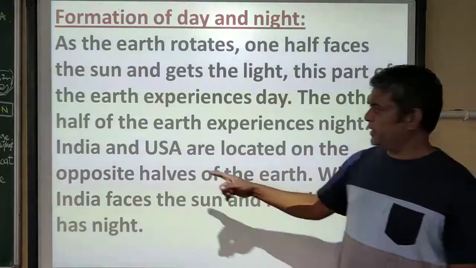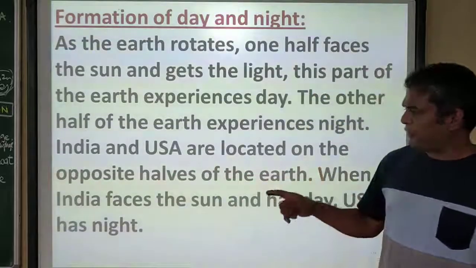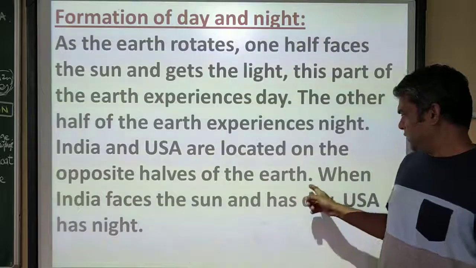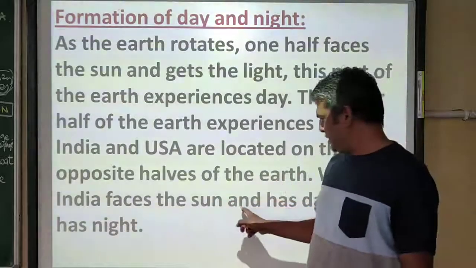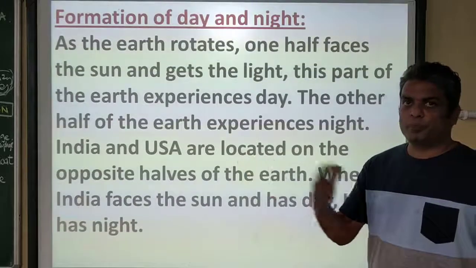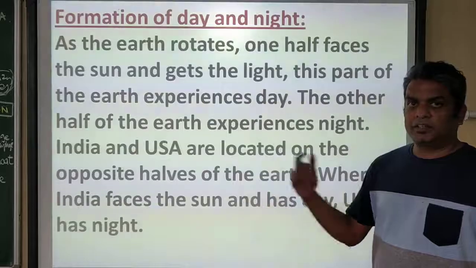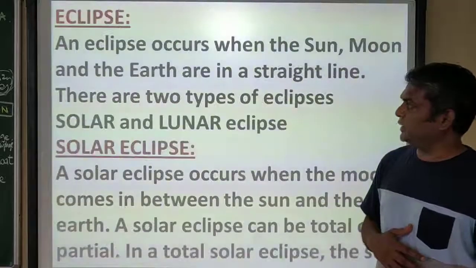For example, India and USA are located on the opposite halves of the Earth. So when India has day, that is the time USA will have night, because they are opposite to each other. And when the US has day, India will experience night.